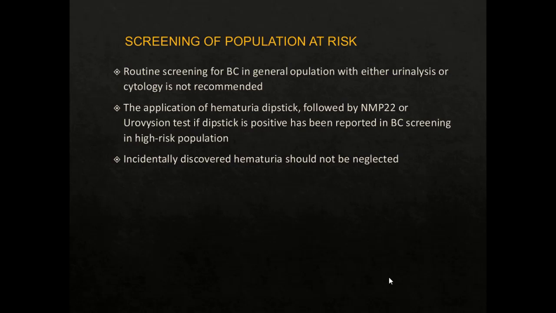Talking about the screening of population at risk, routine screening for bladder carcinoma in the general population with either urinalysis or cytology is not recommended. The application of hematuria dipstick followed by nuclear matrix protein 22 or UroVysion test if dipstick is positive has been reported in bladder carcinoma screening in high risk population. Incidentally discovered hematuria should never be neglected.